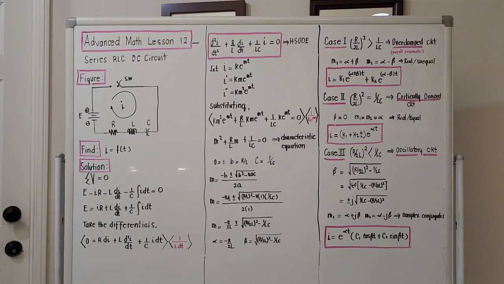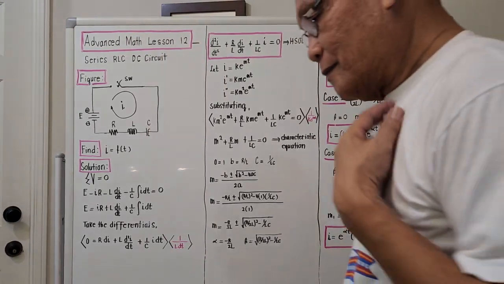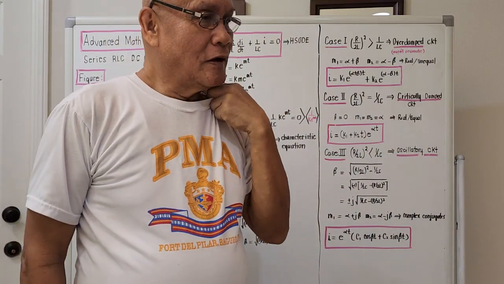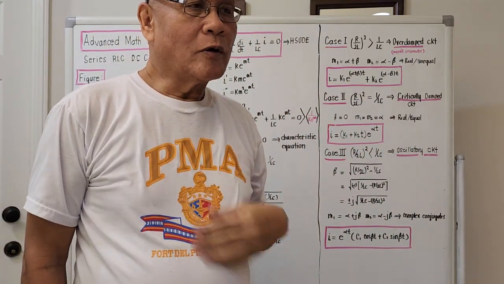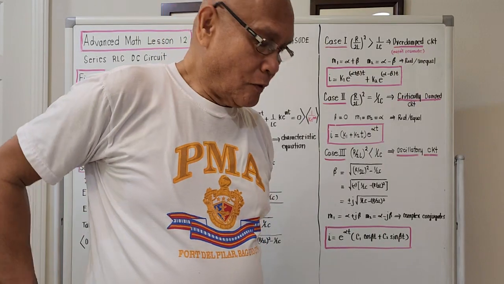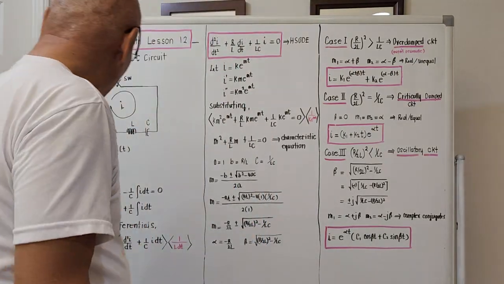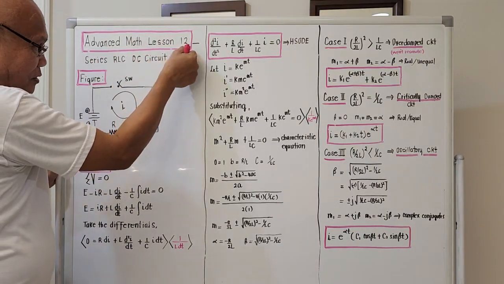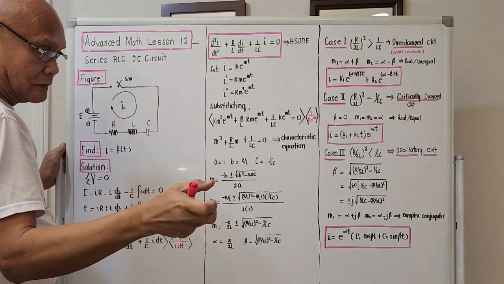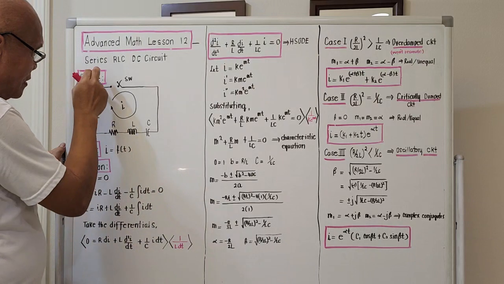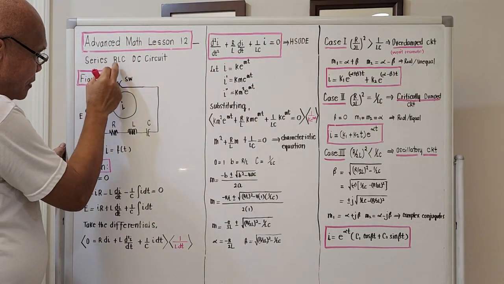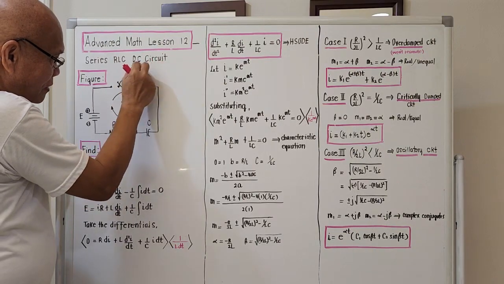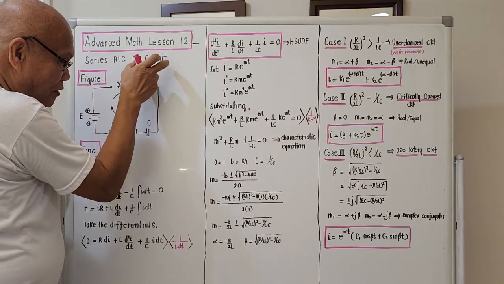Oh, it's fine. Okay, my next lesson on my channel will be lesson number 12 on advanced mathematics. Okay, let's proceed. This is advanced mathematics lesson number 12. The main topic is series RLC energized by a direct current. It's a direct current circuit.